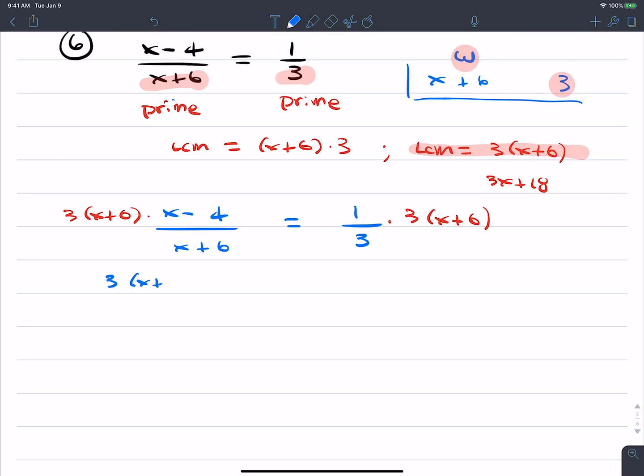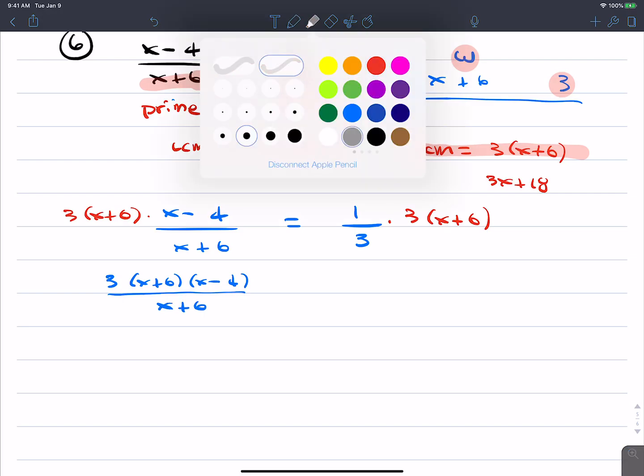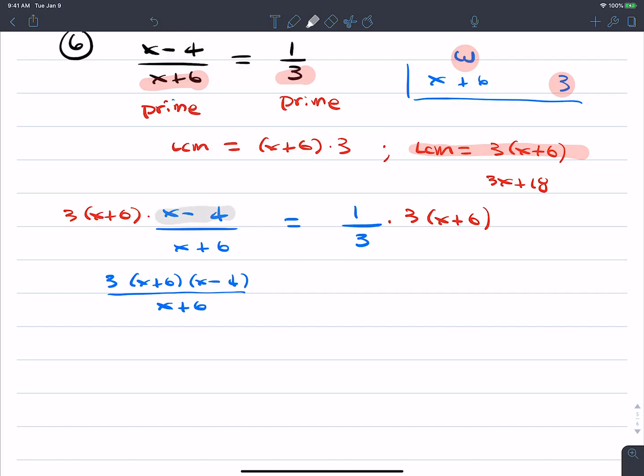Because now when we multiply, let's see what we have here. So you guys know, we get what? 3 times x plus 6 times x minus 4, everything over x plus 6, because you're multiplying over here. This is the one you just did. That needs to be in parentheses, like we put here. This is my denominator, and it's down here too. All right, you guys okay with that? So we multiplied. Now on the other side, though, you get what? 3 times x plus 6 over what number? Over 3.